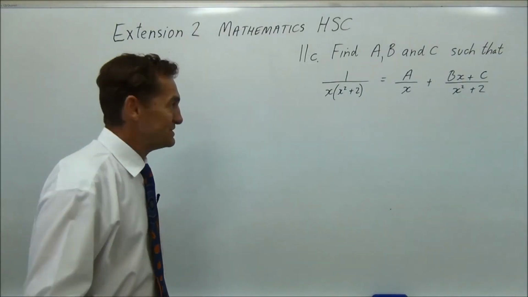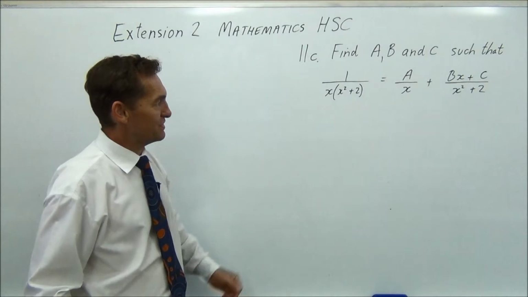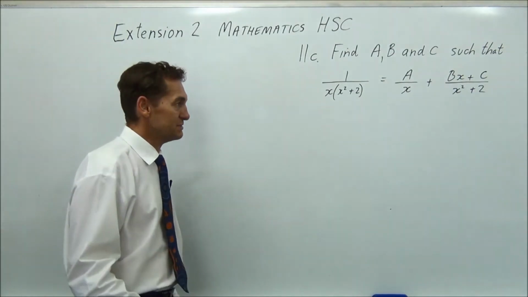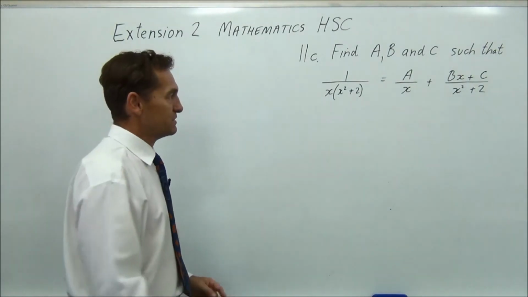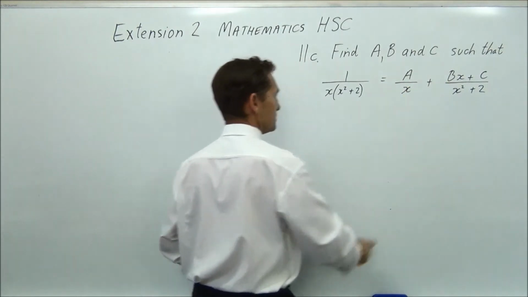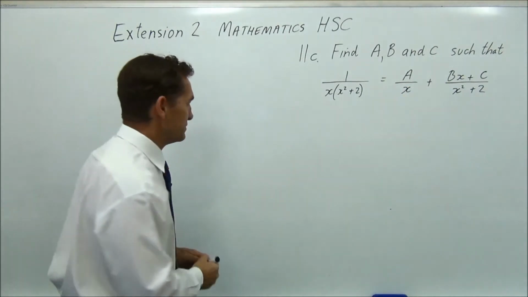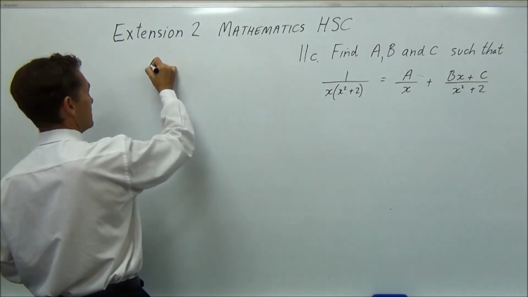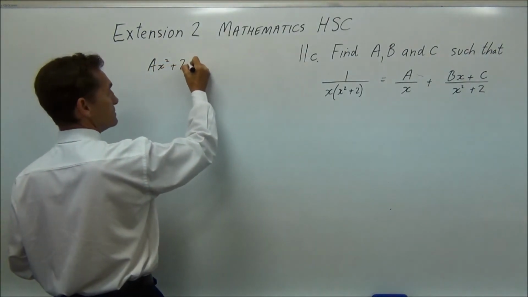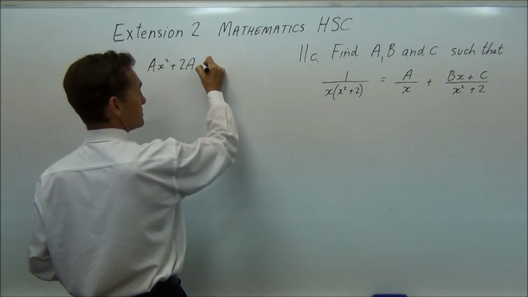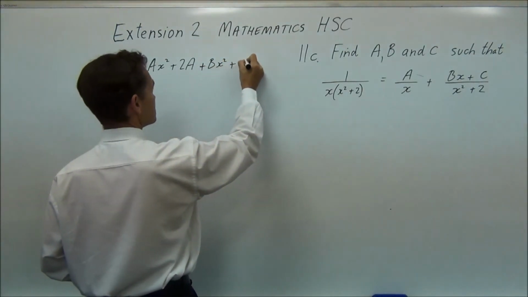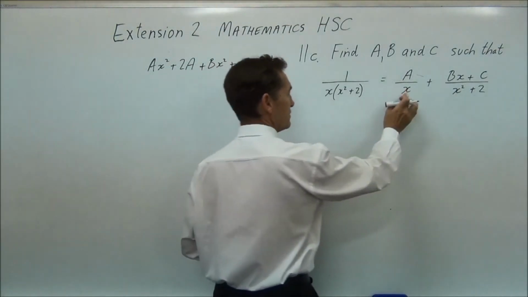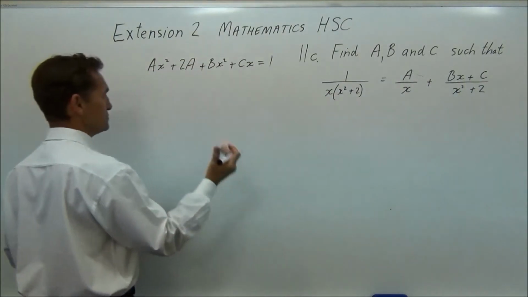G'day again, 11c. Find a, b and c such that 1 over x brackets x squared plus 2 equals a over x plus bx plus c over x squared plus 2. Well, this is very straightforward algebra, and all you're going to do is cross multiply, ignore the denominator and solve it. Okay, so let's cross multiply. We're going to go that times that, so we're going to get ax squared plus 2a, cross over the other side, plus bx squared plus cx equals 1. Don't worry about the denominator because it's pretty obvious. That times that equals that. You should be aware of that.